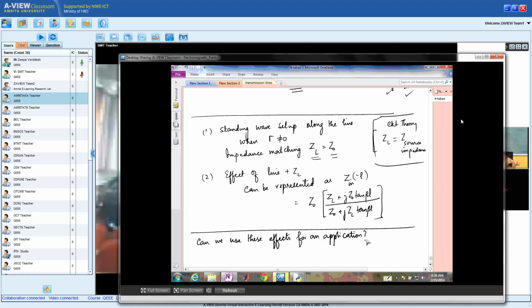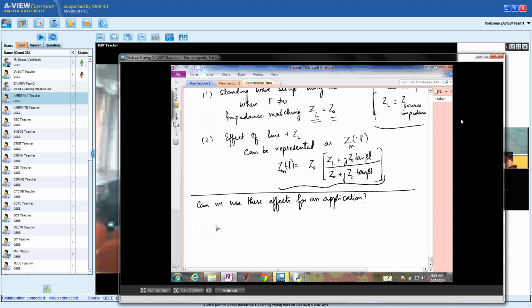Now the question we are asking is, now that we have these effects at high frequency, can I use these transmission line effects? Can I use this concept that, for example, the input impedance gets transformed to this? This is the transformed impedance. As the length of the line changes, the input impedance keeps changing, right? So can I use this somewhere? And the answer is yes.